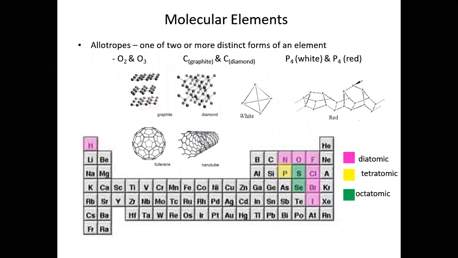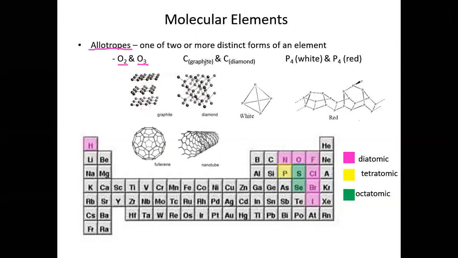So first off, we need to look at these BrINClHOF, or these molecular elements. There are some elements that exist as molecules, and sometimes we have elements that occur in more than one type of form. These are referred to as allotropes. Allotropes are one of 2 or more distinct forms of an element. So it's the element, but a different form of the element. For example, oxygen has 2 allotropes: oxygen gas and ozone. Oxygen is what we breathe. Ozone is what protects us in the upper atmosphere from harmful ultraviolet rays.